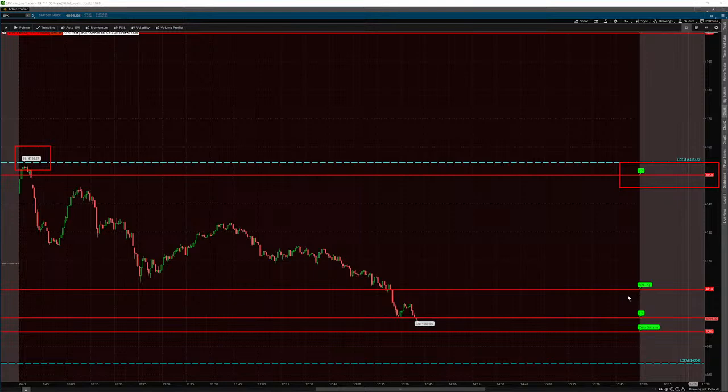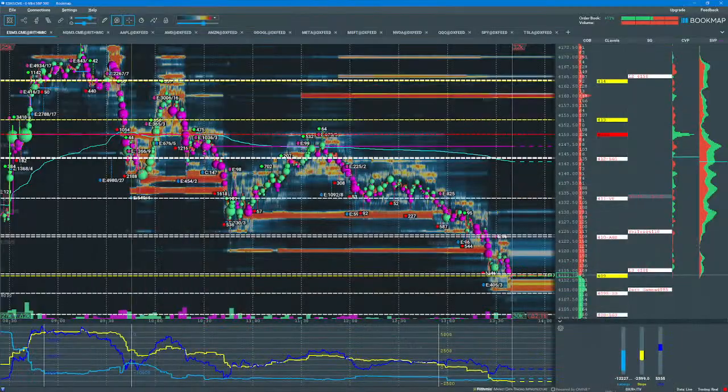And then there's the volatility trigger at 4110, and that was noted as support, as well as the 4100 level. And that may be a level of support now. So we'll keep an eye on SPX to see how it reacts at that level. All right, let's take a look at Bookmap now.